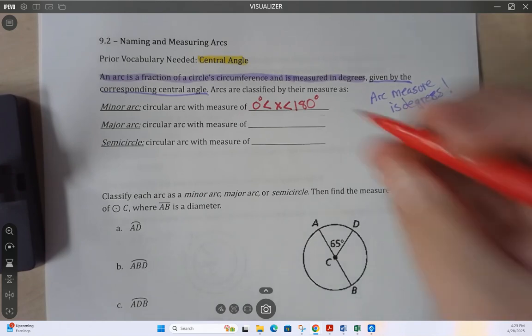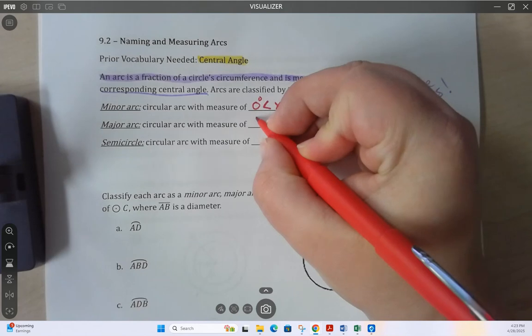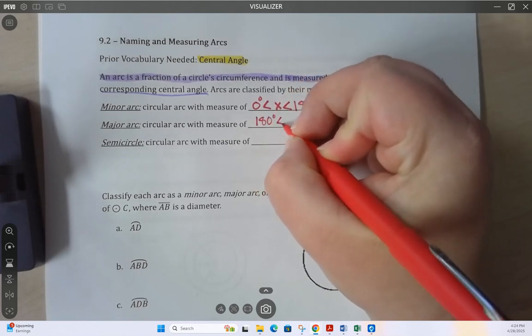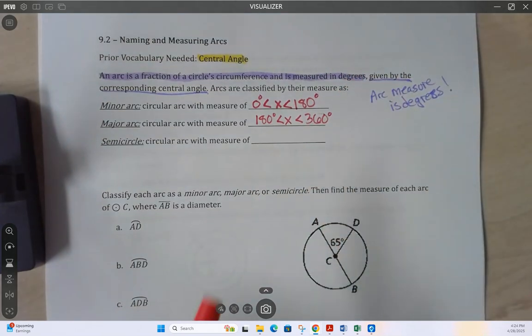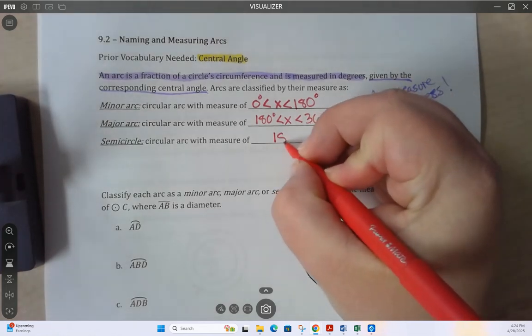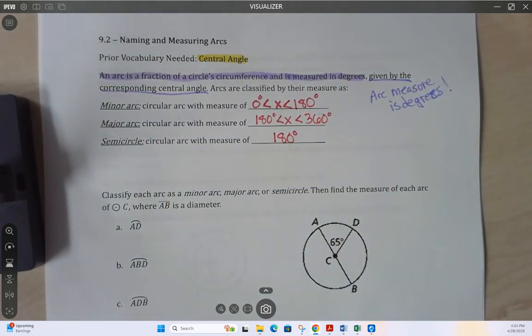A major arc is 180 degrees to 360 degrees. And a semicircle is exactly 180 degrees. Their measurements matter in classification, or classifications matter for measurements. And then how do we know which is which? Our naming conventions also help us.